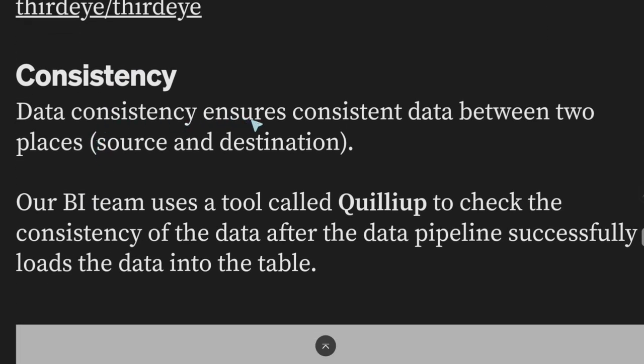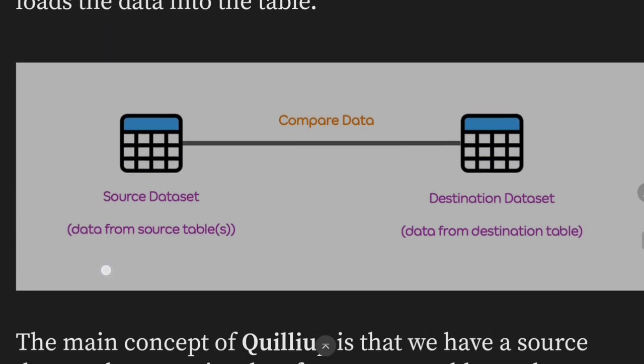Consistency. Data consistency ensures consistent data between two places, source and destination. Our BI team uses a tool called Quilliap to check the consistency of the data after the data pipeline successfully loads the data into a table.